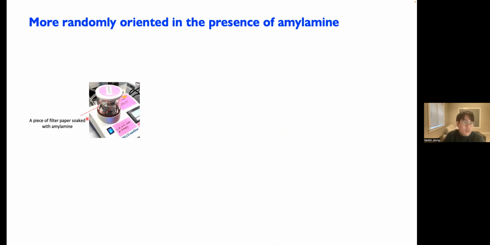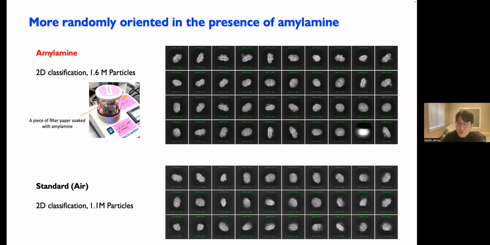So I soaked the filter paper with amylamine, placed it in a glow discharge chamber, and ran glow discharge. And the result looks promising: as you can see, in this 2D classification with and without amylamine, I could observe many more side views in the presence of amylamine. And moreover, now I can clearly see the features of each transmembrane helix compared to the air glow discharge method.